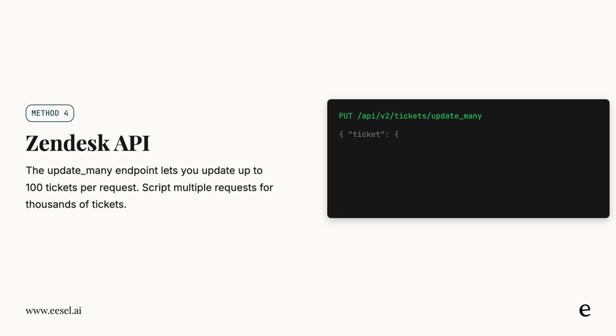Method 4. The Zendesk API. The Update Many endpoint lets you update 100 tickets per request, and you can script multiple requests to handle thousands. This is your power tool for large-scale operations.